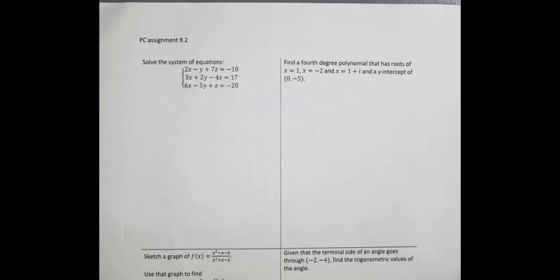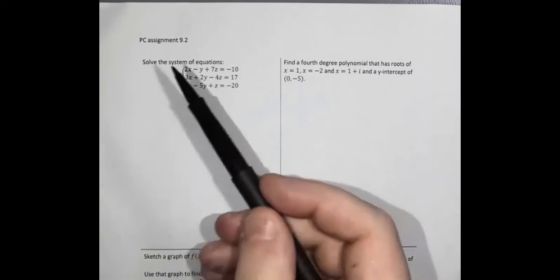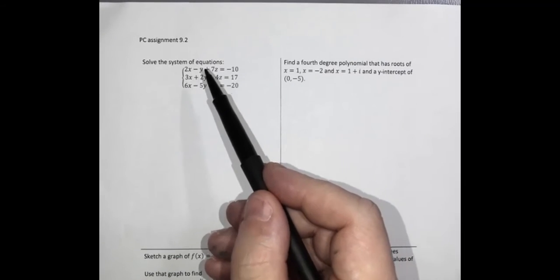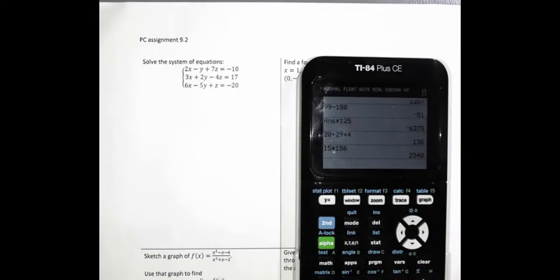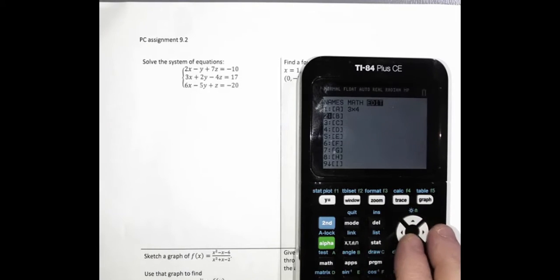Okay, first problem here is an involved system of three equations and three unknowns. So I am going to use my calculating device to figure out what this is. Second matrix, and I'm going to edit. I have something else in matrix A, so let's do B.